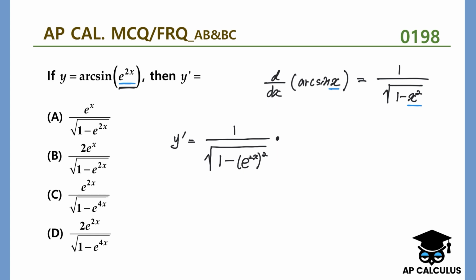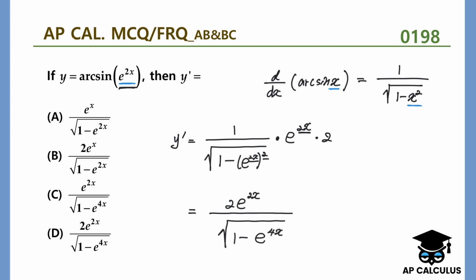So the derivative of an exponential is we have to write the whole exponential expression and multiply by the derivative of this. So let's simplify this. 2 times e to the 2x over root 1 minus, 2x times 2, that's 4x, e to the 4x. So the answer is D.